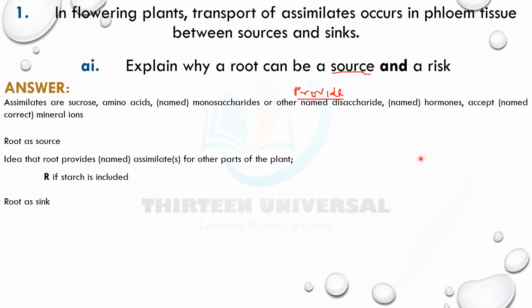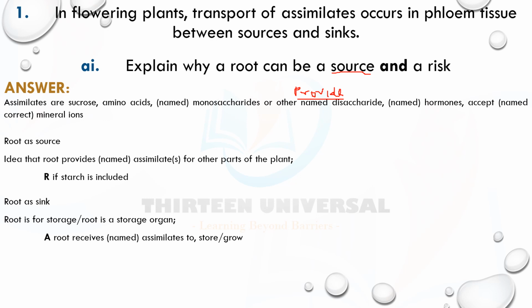So what does it mean to act as a sink? That's what the mark scheme says. The mark scheme says it acts as a sink. The root is for storage, a storage organ, it receives assimilate to store and grow. So roots can grow. Remember that a sink is where assimilates are either stored or used for growth.